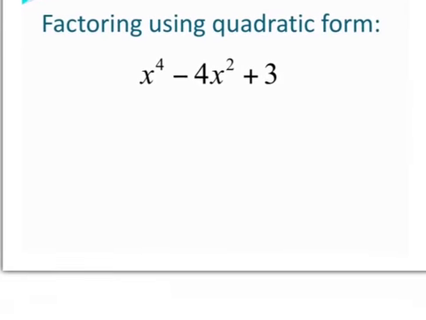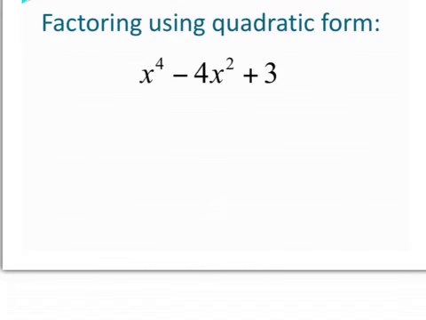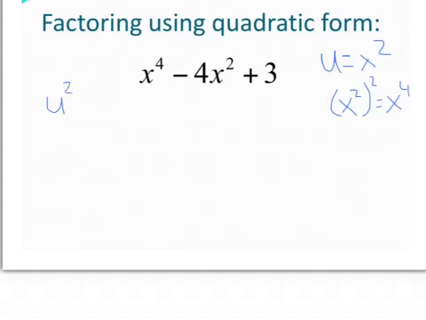Now, we can make it look like a quadratic using U substitution, hence factoring using quadratic form. So what I'm going to do is say that U equals x squared. If I did that, x to the fourth, I could rewrite that as U squared, because x squared squared equals x to the fourth. Now you might want to rewind that and listen to that again because it seems kind of confusing. So I'm going to replace all of these, and I'm going to have u squared minus 4u plus 3.